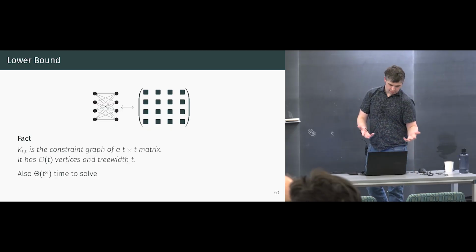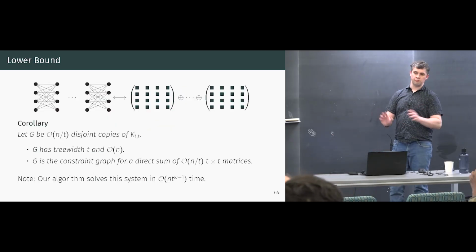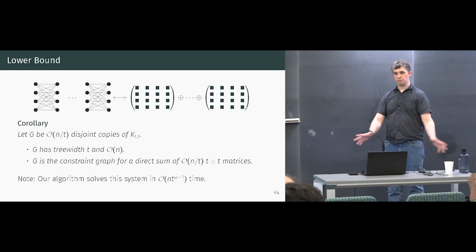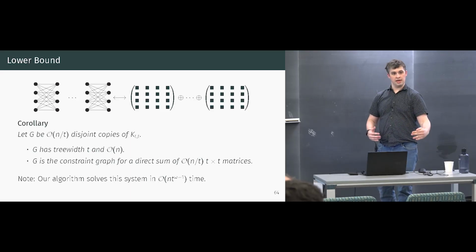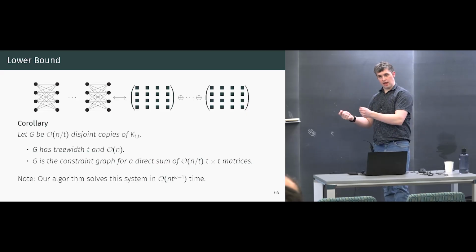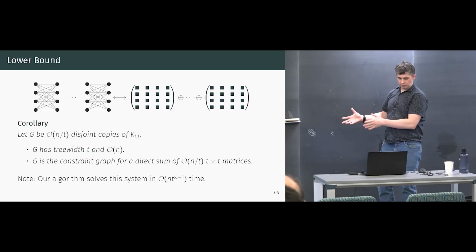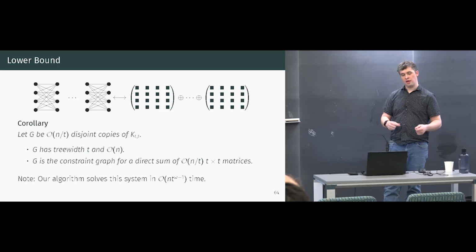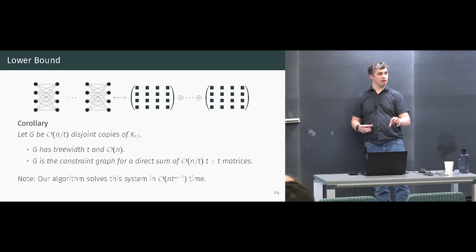But what if we took a bunch of copies of this graph and just put them next to each other? Don't even bother connecting them, they're just disjoint copies. If you pick the right number, then you can get a graph that has tree width t, that doesn't grow when you're putting copies next to each other, and n vertices. And on the other hand, the matrix for which this is the constraint graph is basically a direct sum of many t by t matrices.